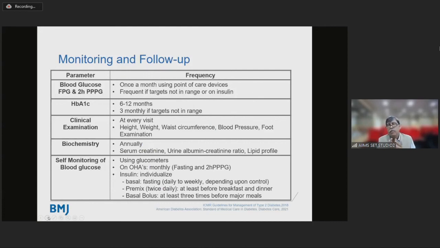What about monitoring and follow-up? Once stable, I would do a 3-monthly A1C and a fasting and PP glucose, weight and waist circumference with clinic visits, and annual creatinine, urinary albumin creatinine ratio, and lipids. I use self-monitoring with glucometers on OHAs only in unstable disease and intercurrent infections. But everybody on insulin needs self-monitoring of blood glucose.